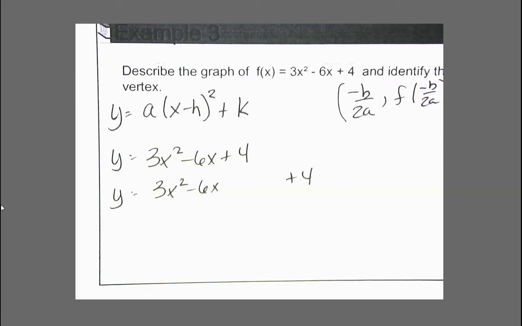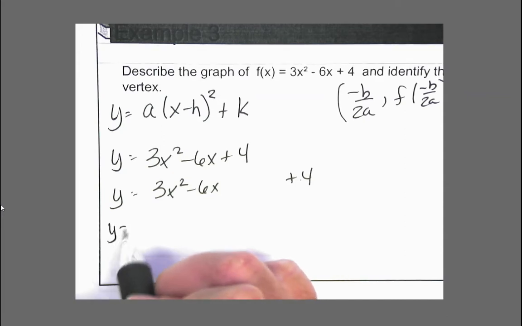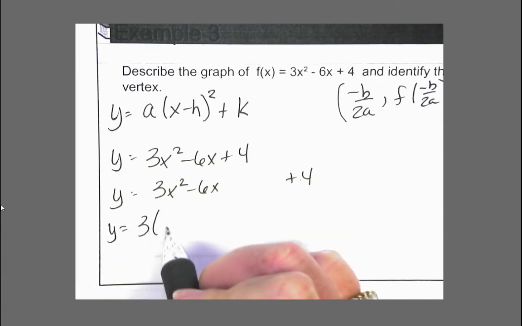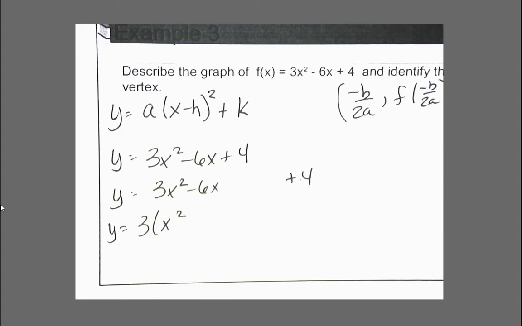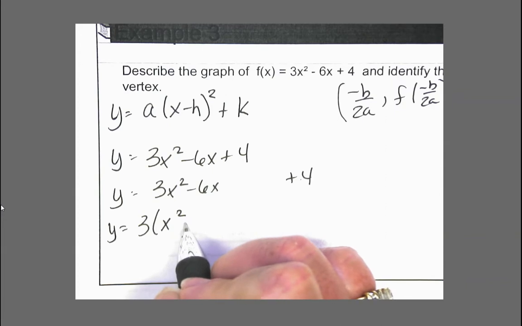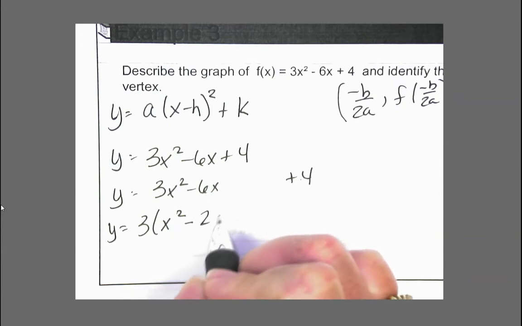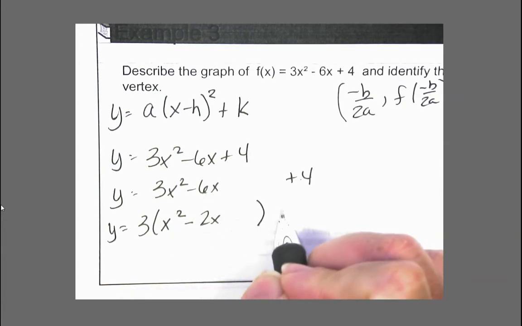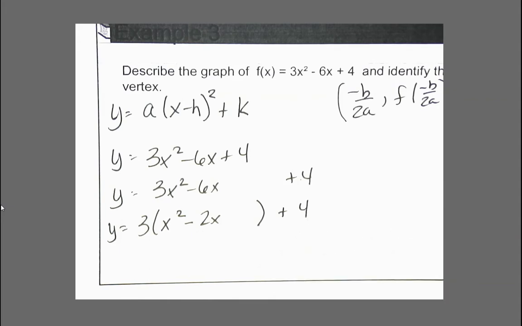The next thing I'm going to do is I'm going to get rid of the 3. I'm not really getting rid of the 3, but I'm also going to remove it from completing the square process. So what I'm going to do is I'm going to factor it out. If I factor it out, again, I'm factoring it out of the first and second term, the quadratic term and the linear term, the x squared and the x. And so if I factor out that 3, what does that give me? Minus 2x. And then I'm going to close it up, and I'm still going to have my plus 4.